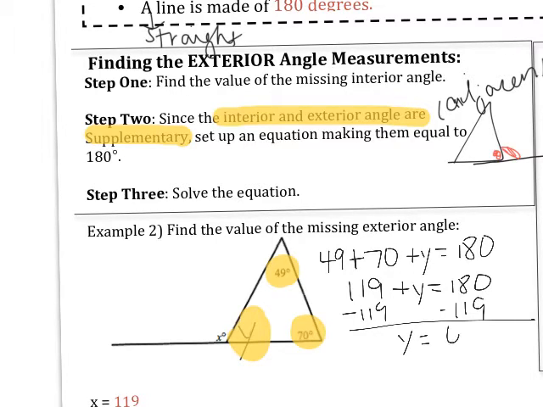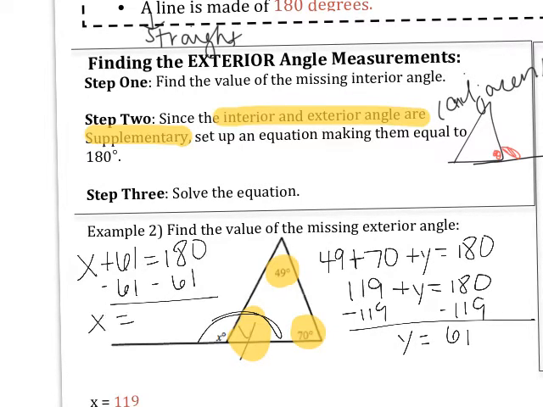Remember, that was 61. So now that means that the angle together with y, so x plus 61, is equal to 180. We subtract 61 from both sides, and x is equal to 119.